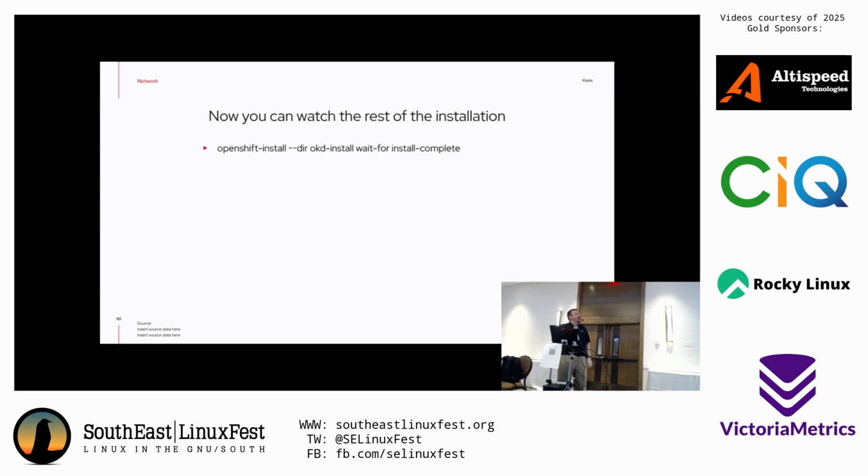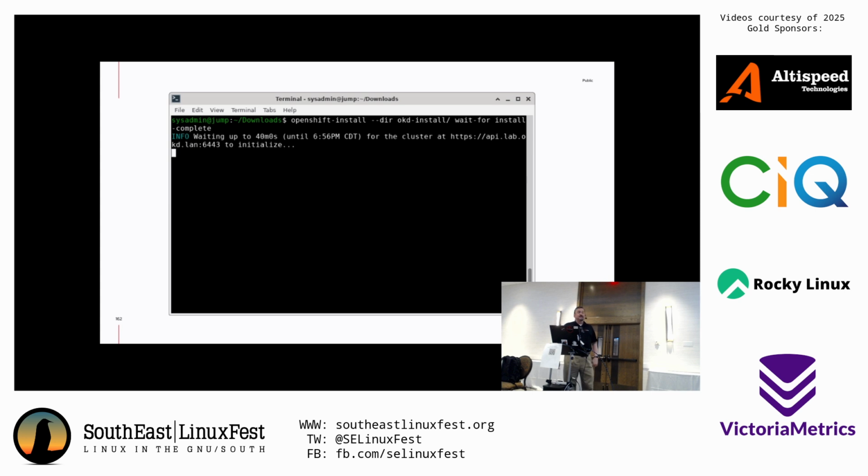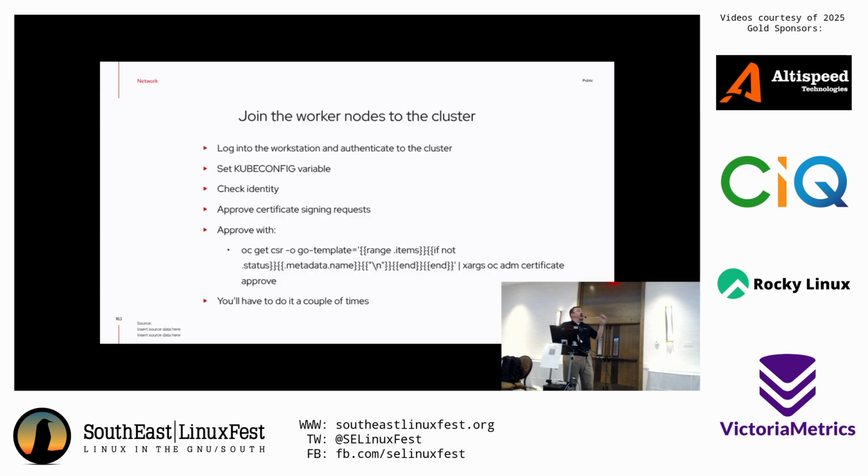Now I'll run the installer again against that directory, and I'm going to say wait-for install-complete. It's not very sexy, but you watch what's going on, and it'll go by, and finally it'll pop up and say that it's done. When that happens, you can log into whatever that workstation is and authenticate to the cluster. The way that you do that is you use the kubeconfig file. Make sure that your identity is set up correctly so that you're being identified to the cluster.